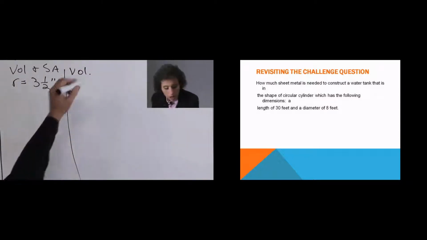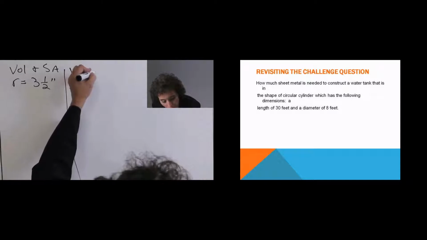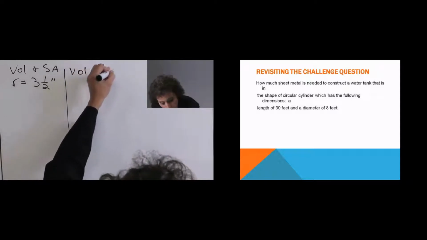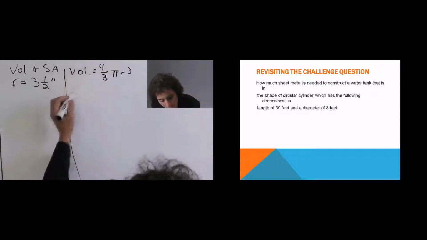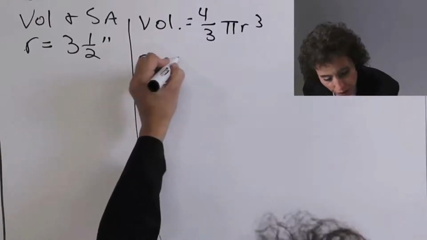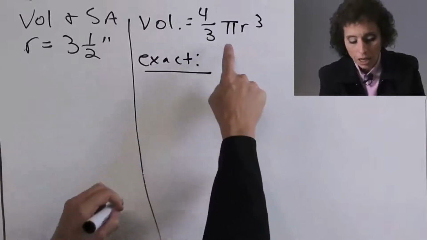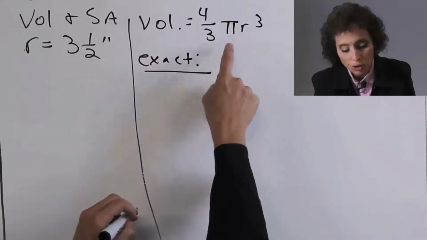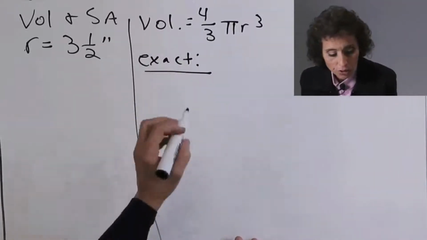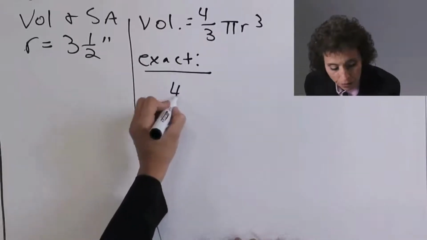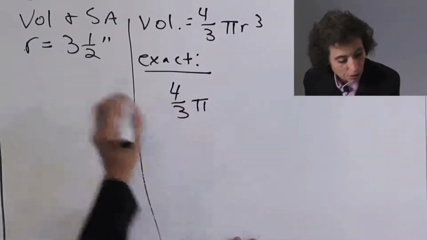So the volume of this sphere is 4/3 pi r cubed. Let's do the exact first. Exact means I'm not going to substitute 3.14 for pi. I'm just going to leave pi. So here we go. This is of a sphere. Ready? 4/3 pi times the radius.